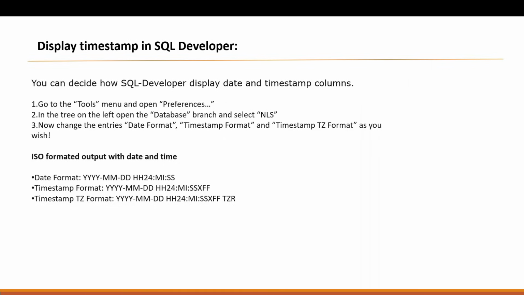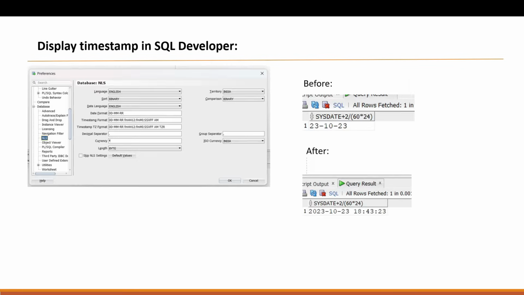So this is the new tip that I wanted to show you. If you want to add the timestamp in SQL Developer, by default it is just showing the date format YYMMDD. If you want to update it with the timestamps, how can you do it? The steps I put here.